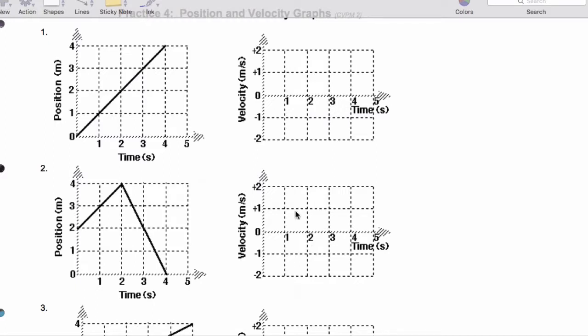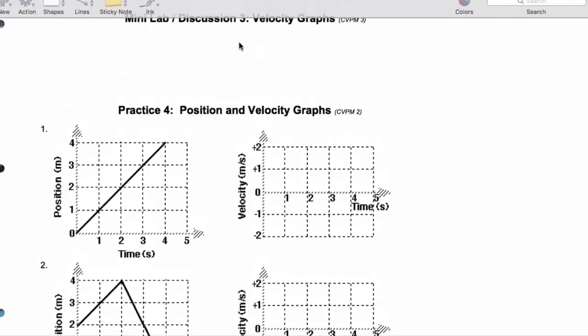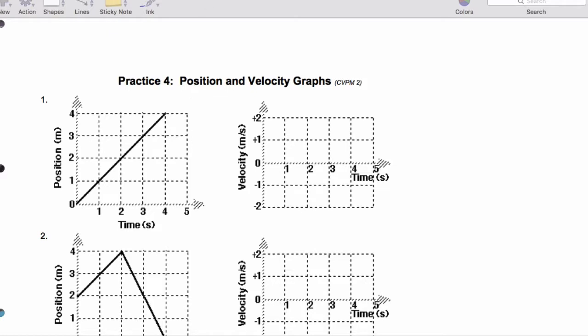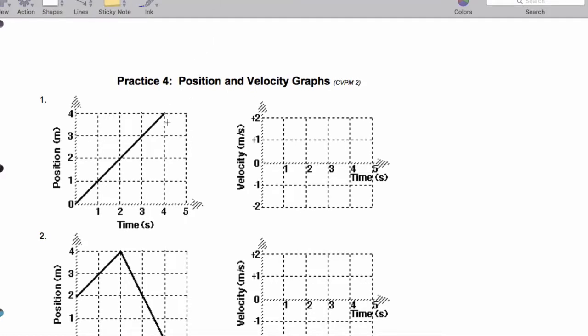We're going to go ahead and actually get the position. We're going to actually solve this whole packet, the homework. So here we go. We want to get the velocity graph from the position graphs. To do that, we're going to go ahead and calculate slope.